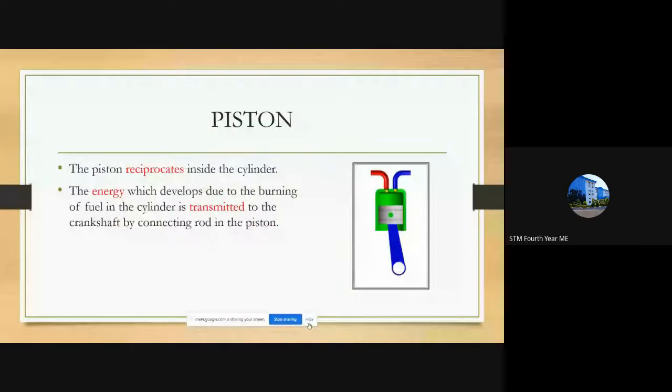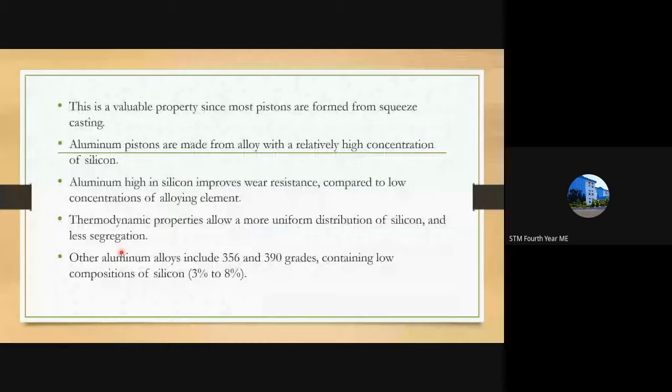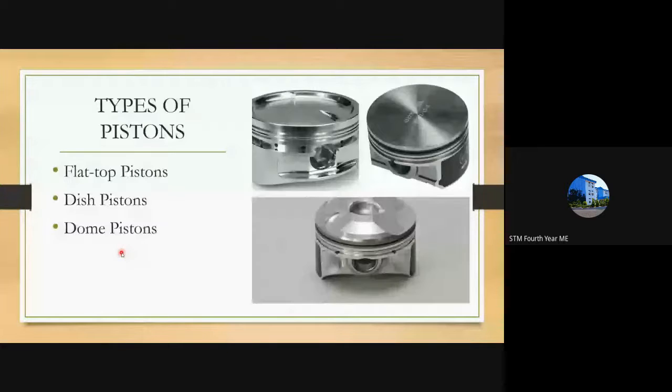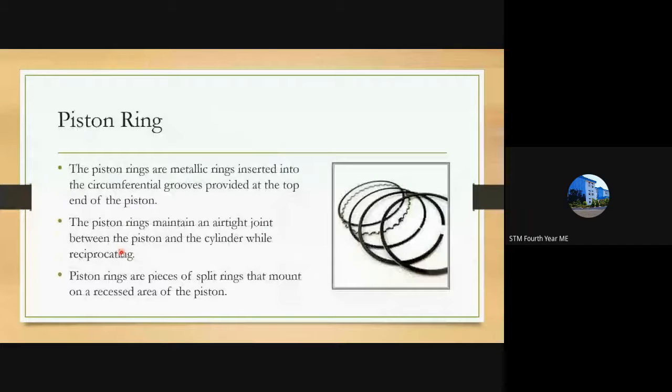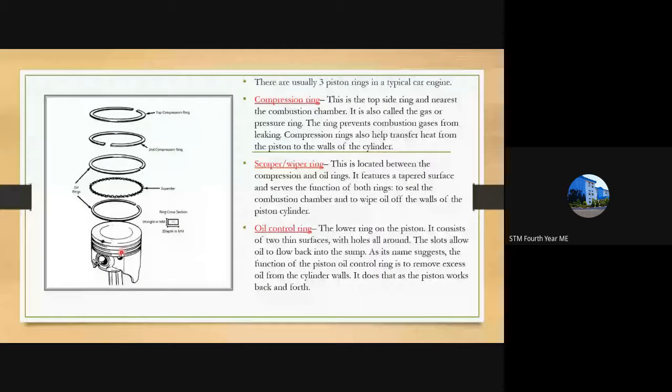Okay, in the last class, we studied about a piston and what the piston is made up of, various types of piston: flat top piston, disc piston, dome piston, then various parts of the piston, and we were discussing about the piston ring. And there are three types of piston ring: compression ring, scraper or wiper ring, then comes the oil control ring. So these are the rings present inside the piston.